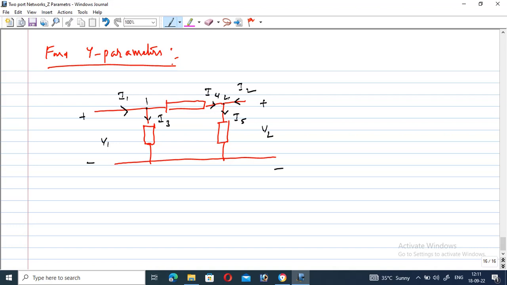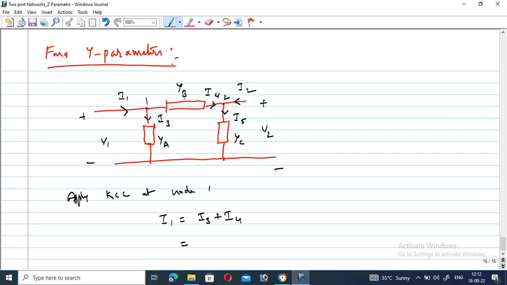Now apply KCL at node 1. What are the current equations? I1 is entering, and I3 plus I4 are leaving. Therefore, from this equation, I1 is equal to I3 plus I4. Generally, I3 is in this direction, so its admittance can be treated as YA, this as YC, and this as YB. Now I3 plus I4.